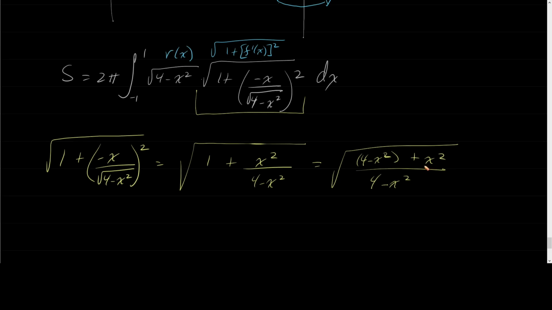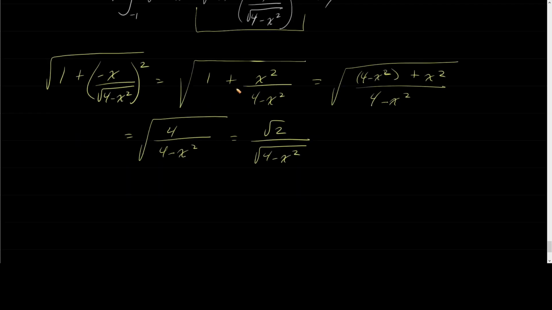Now at that point, what do we get? On top, the negative x squared and the positive x squared cancel each other out. So I just have 4. On the bottom, I have 4 minus x squared. Taking the square root of the top and bottom, I end up with radical 2 over radical 4 minus x squared, right? And so that was just this piece right here.